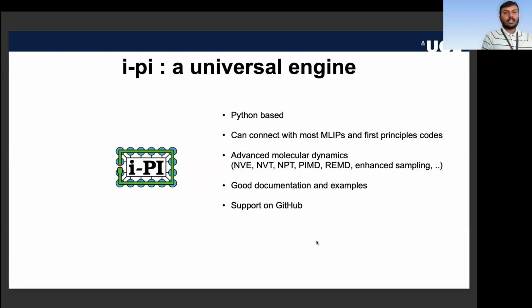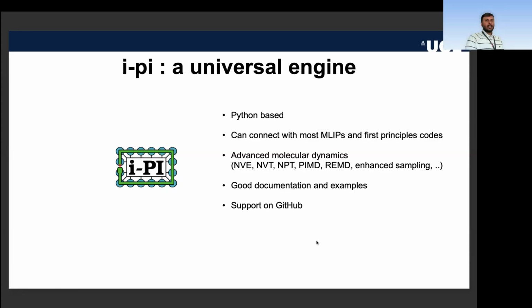This code actually can connect with most MLIPs, and you can imagine, considering it's Python, writing a quick interface is actually very easy. All you need to do is be able to compute total energies and forces, which most modern MLIPs are able to do thanks to AutoGrad. And if you can talk to ASE, then you can talk to IPy.